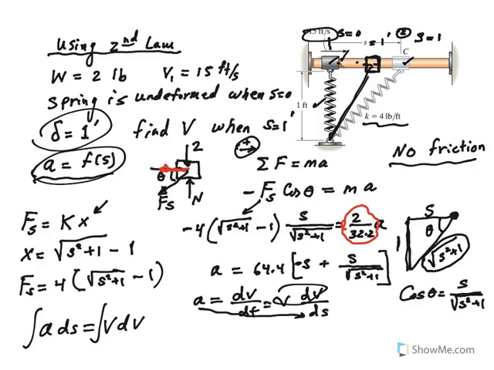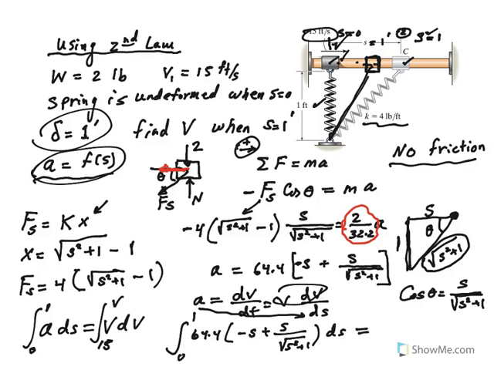So when position is 0, which is right here, velocity is 15 feet per second. When position is 1, which is here, what is velocity? So remember, you got to plug in for acceleration. Remember, acceleration is 64.4 times minus s plus s over square root of s squared plus 1, right? ds, evaluated from 0 to 1.